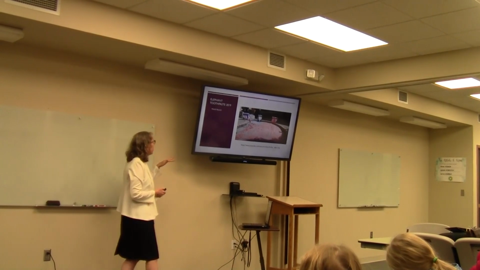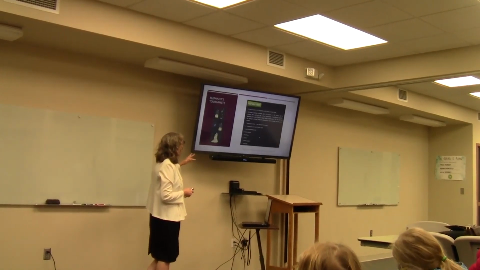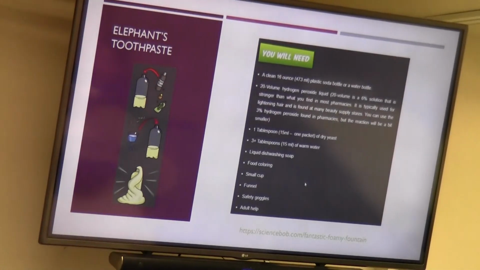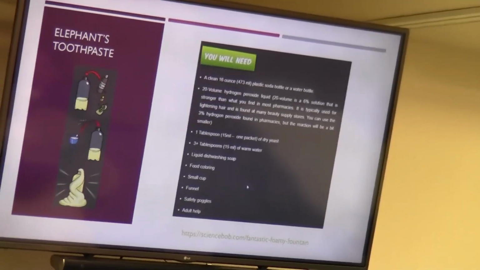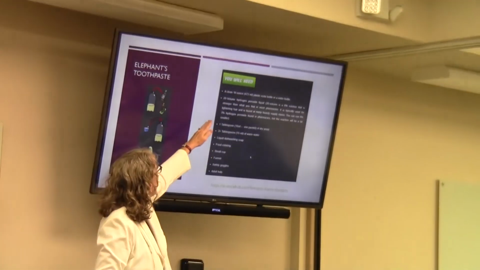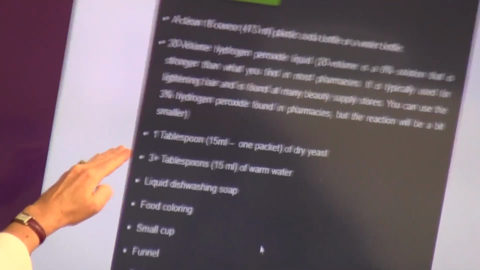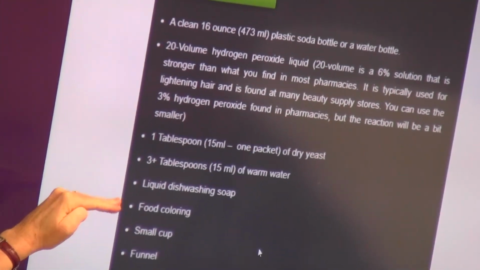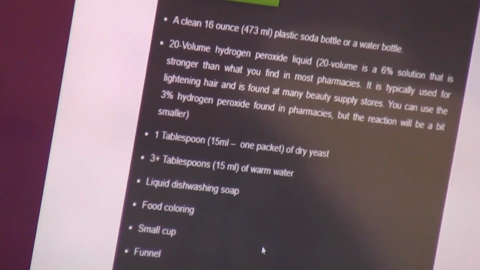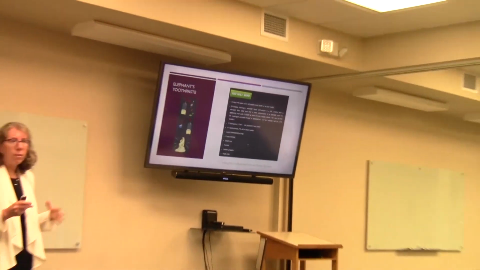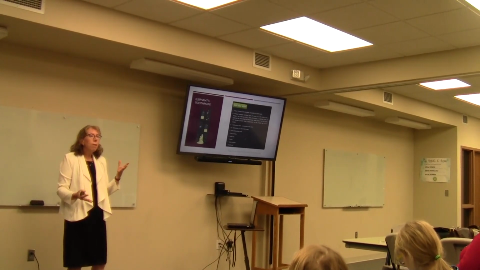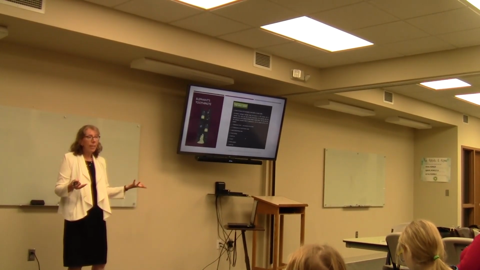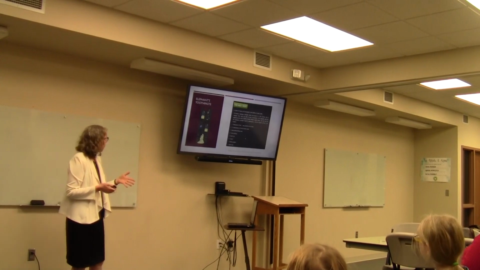Well, this concoction is a mixture. It's pretty small, but this is the recipe. The main ingredients are hydrogen peroxide, dry yeast, warm water, dishwashing soap, and food coloring. And then just the safety equipment, safety goggles, the container to put it in, etc. So we're going to combine different amounts of these ingredients to create the mixture.